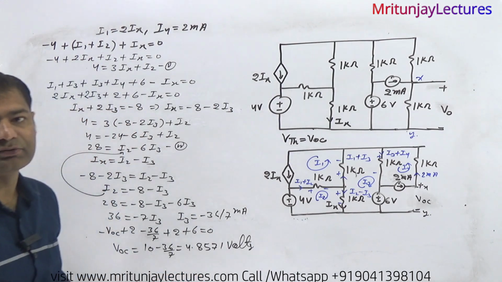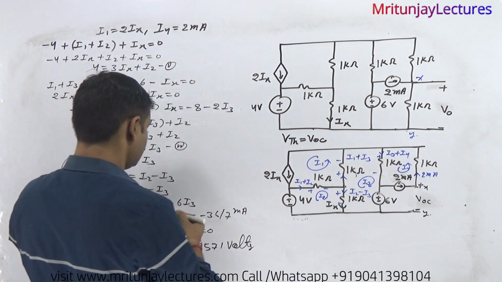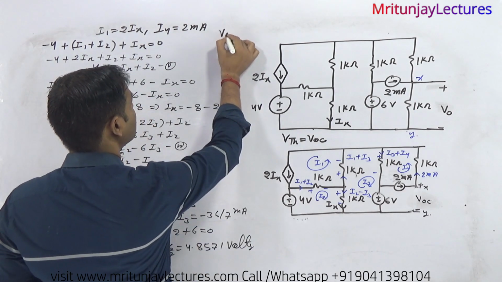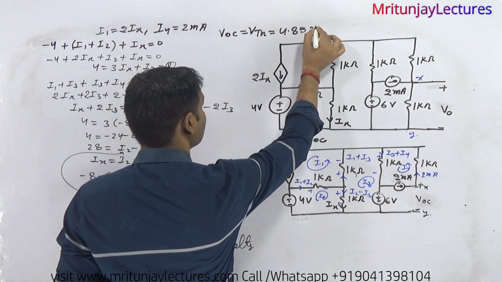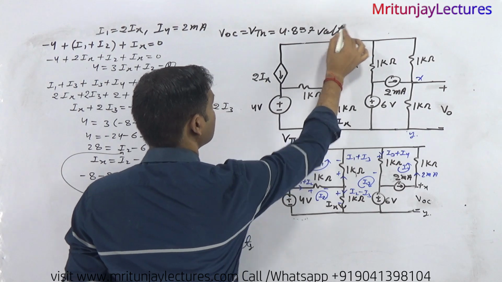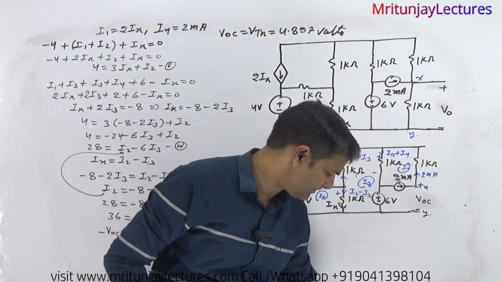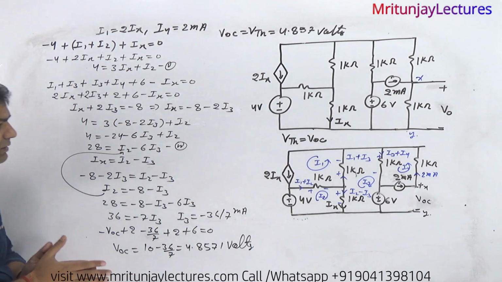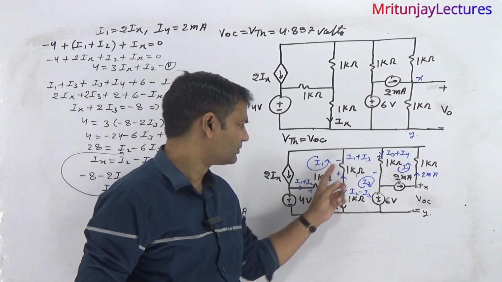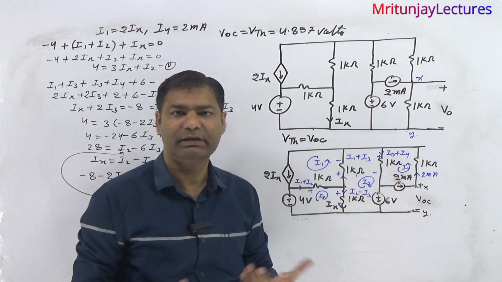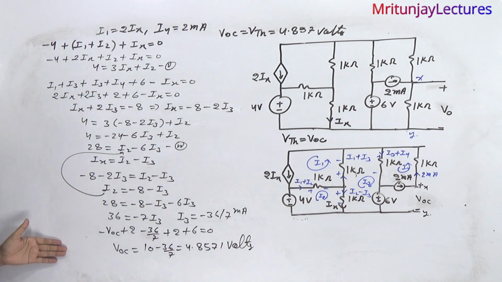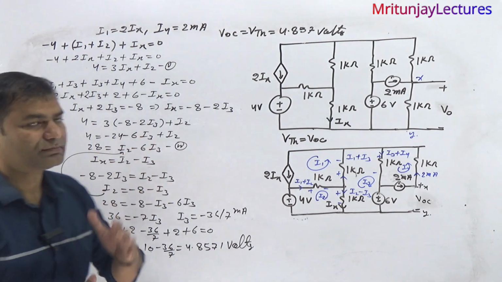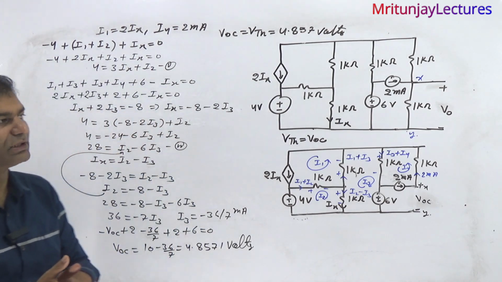So V of OC, or VTH, finally we got 4.857 volt. Simply take loop currents I1, I2, I3 and I4, then apply KVL to all loops, then determine V of OC, that is 4.8571 volt. After that, we focus on RTH.